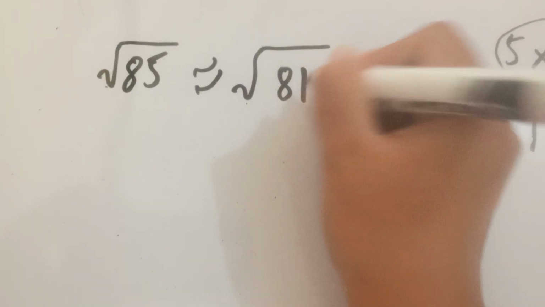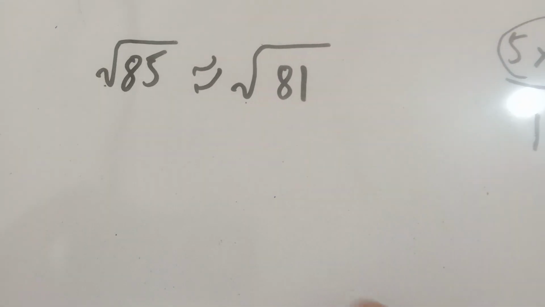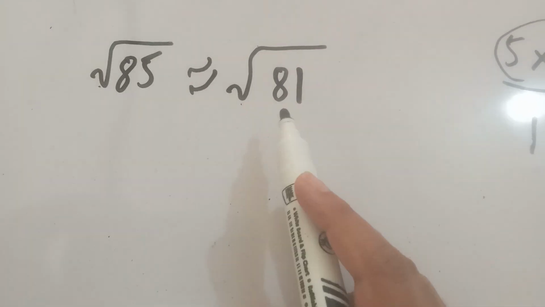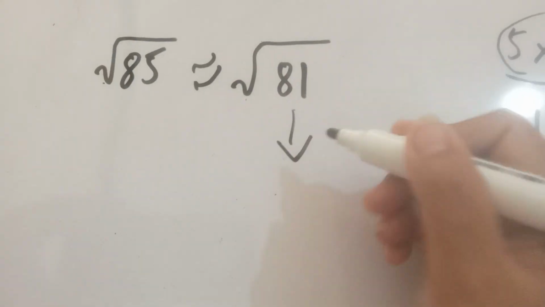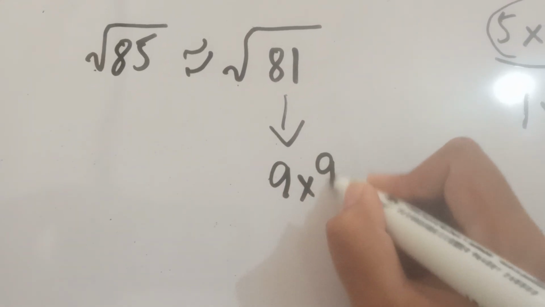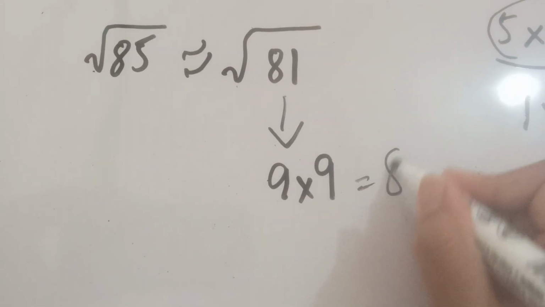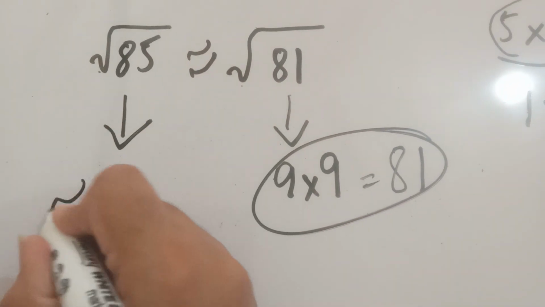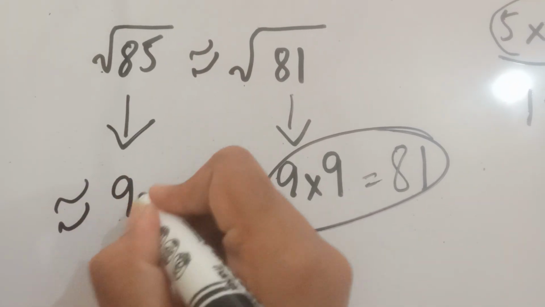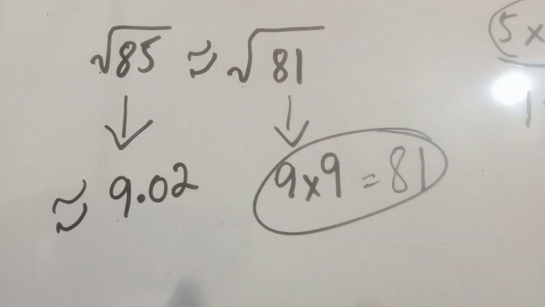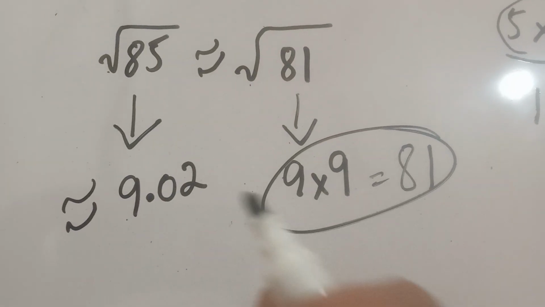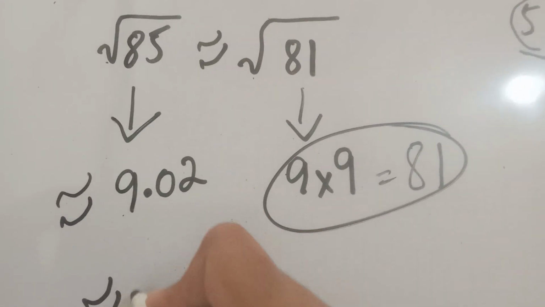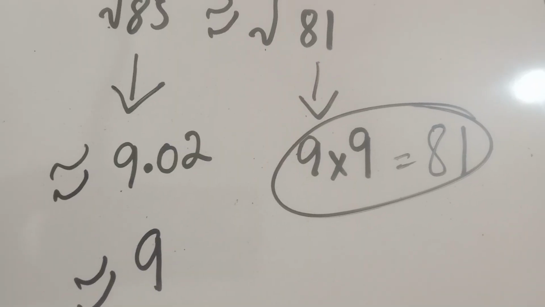How? 81 is a perfect square. How would I know? Because 9 times 9 is 81. We will get a pair like this for this one. So approximately the square root of 85 will be 9.02 something. Okay, so you can say the square root of 85 is approximately 9.